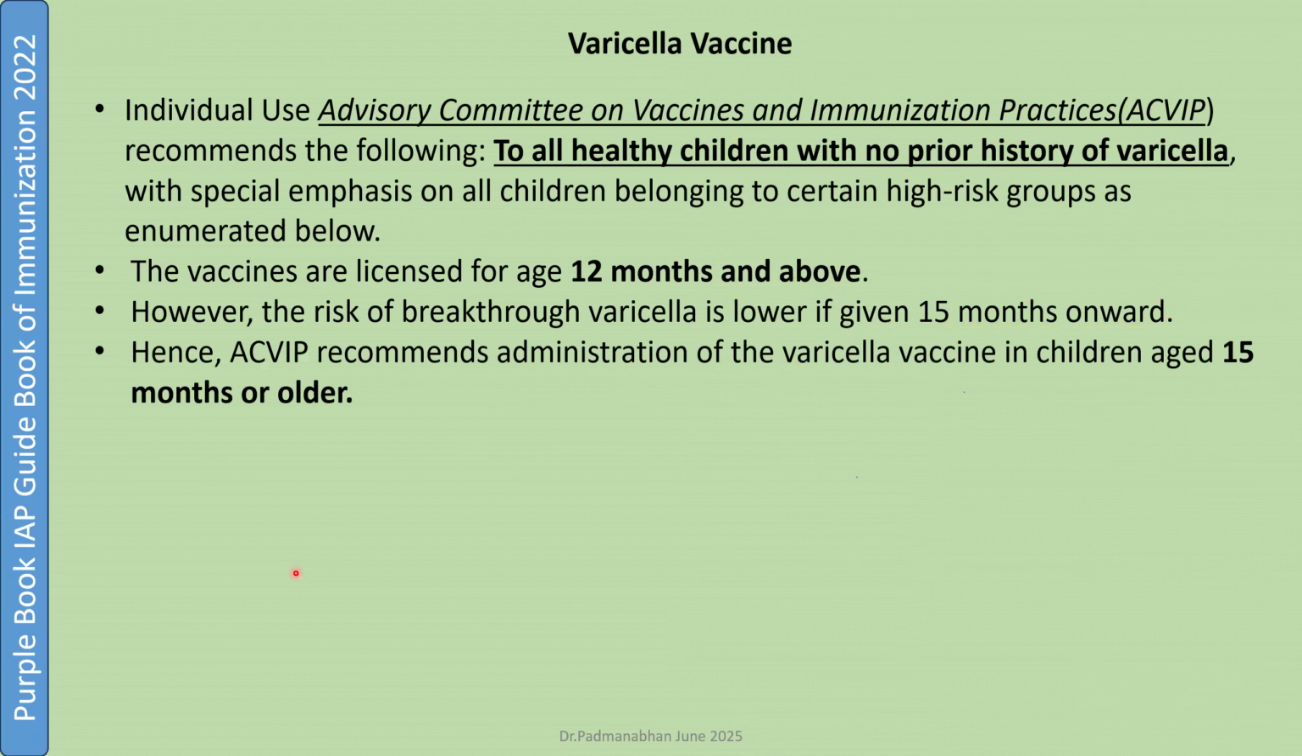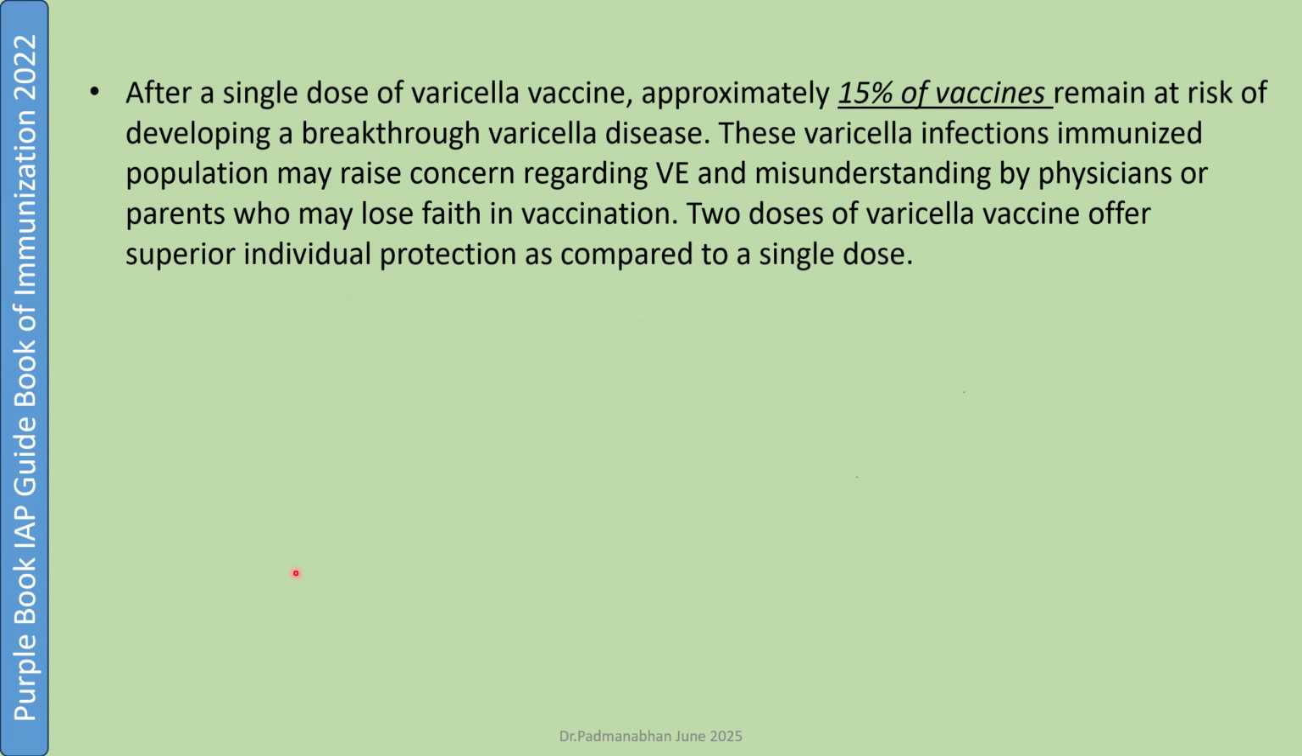Okay, read this. The Advisory Committee on Vaccines and Immunization Practice recommends the varicella vaccine for all healthy children with no prior history of varicella, with a special emphasis on all children belonging to certain high-risk groups as enumerated below. The vaccines are licensed for age 12 months and above. However, the risk of breakthrough varicella is lower if given from 15 months onwards. Hence, ACVIP recommends administration of the varicella vaccine in children aged 15 months or older.